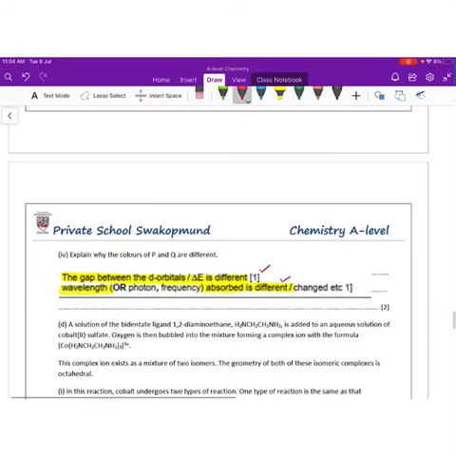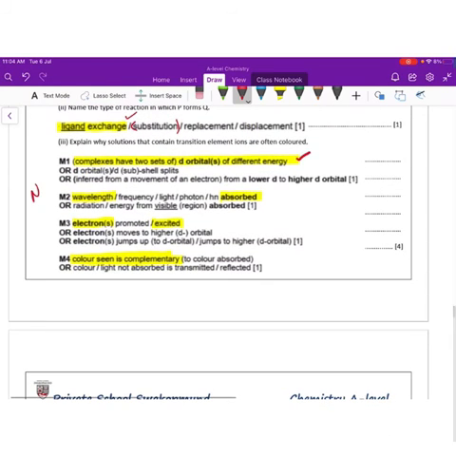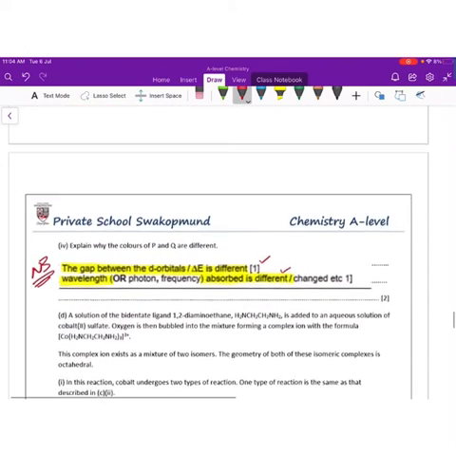Why are the colors different? Well, because the energy gaps are different, which means different wavelengths would be absorbed. So note these two questions, and you must pay attention to that. Read through the memo, see those.